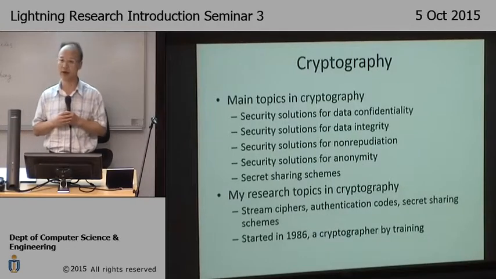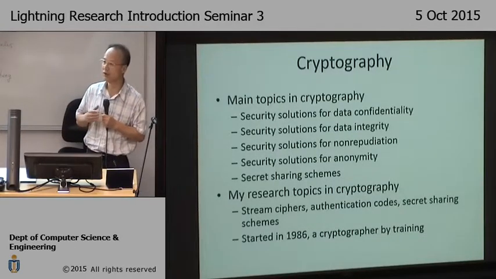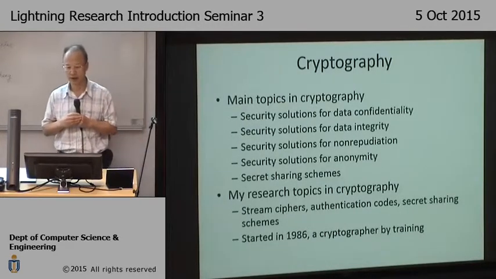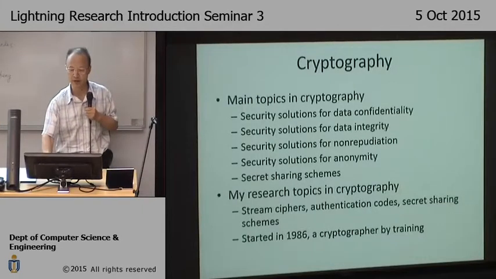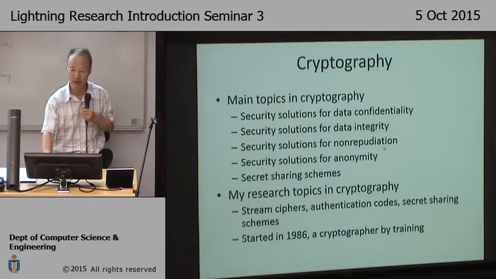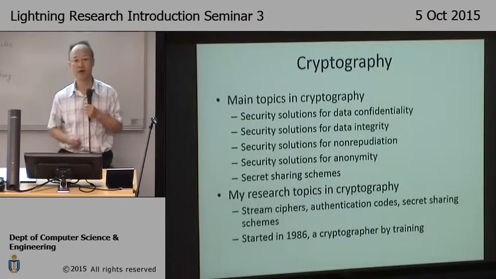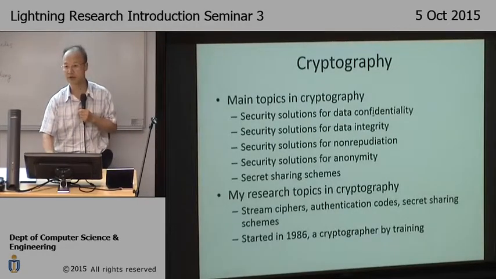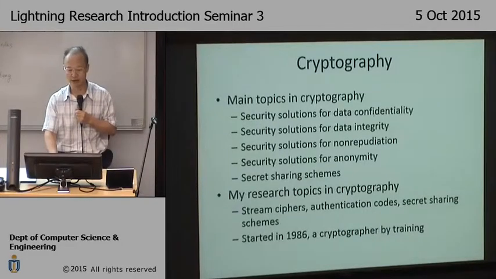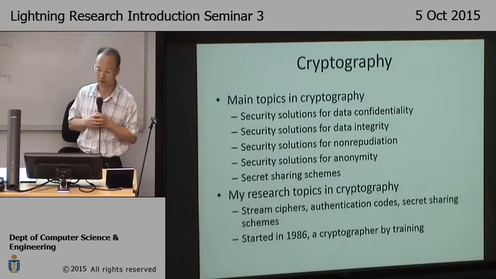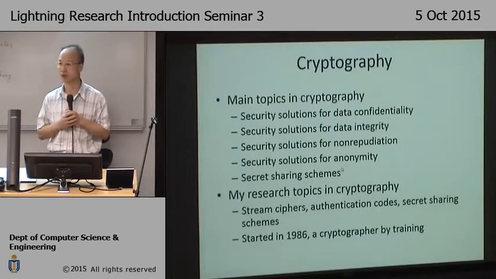Basically, cryptography deals with security solutions for providing the following security services. The first one is data confidentiality. The second one is data integrity. The third one is non-repudiation. In cryptography, we use digital signature techniques for providing non-repudiation. For data integrity, usually we use authentication codes. For data confidentiality, we use encryption and decryption solutions. And also, anonymity is another topic within cryptography. And we have also the so-called secret sharing schemes.